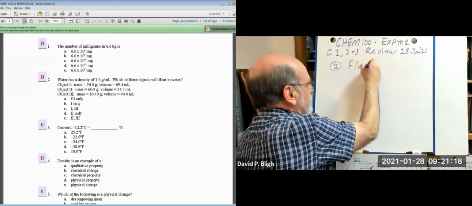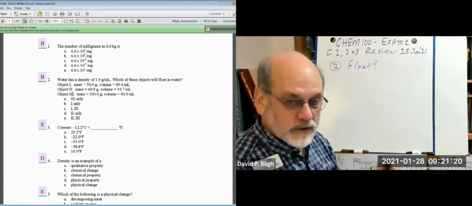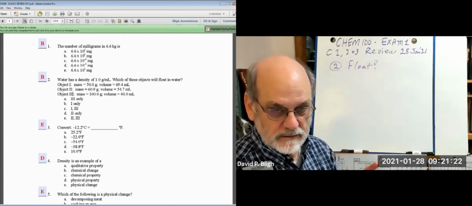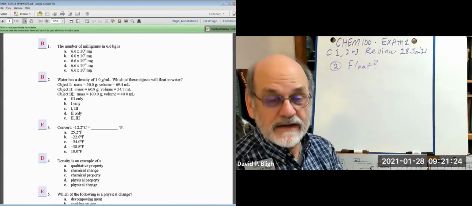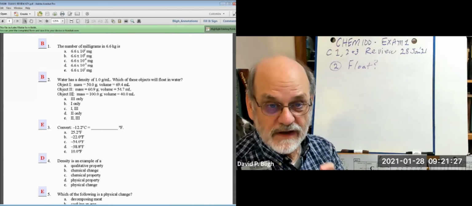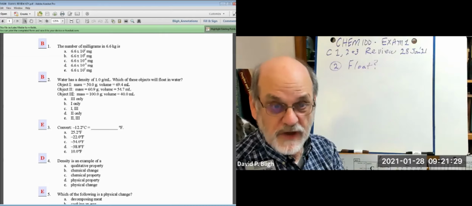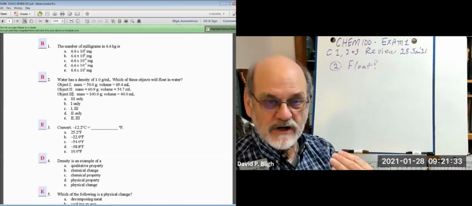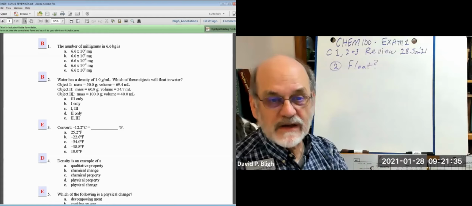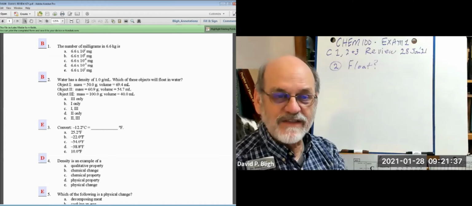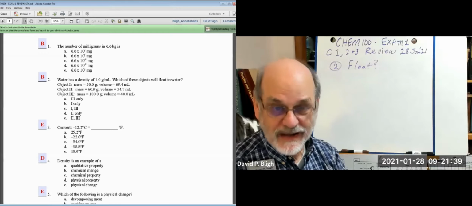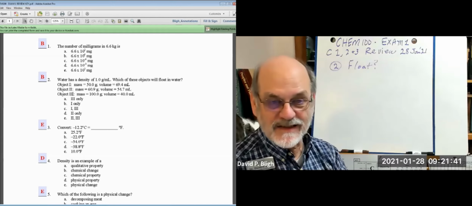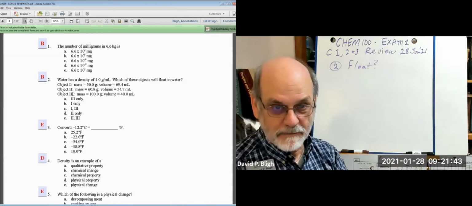That's the question. What do we need to know to determine if something will float? We need to know the density of the liquid that you put the object into, right? And then we need to compare the density of the object to the density of the liquid, right? Because anything that's more dense than the liquid will sink. Anything that's less dense than the liquid will float, right?